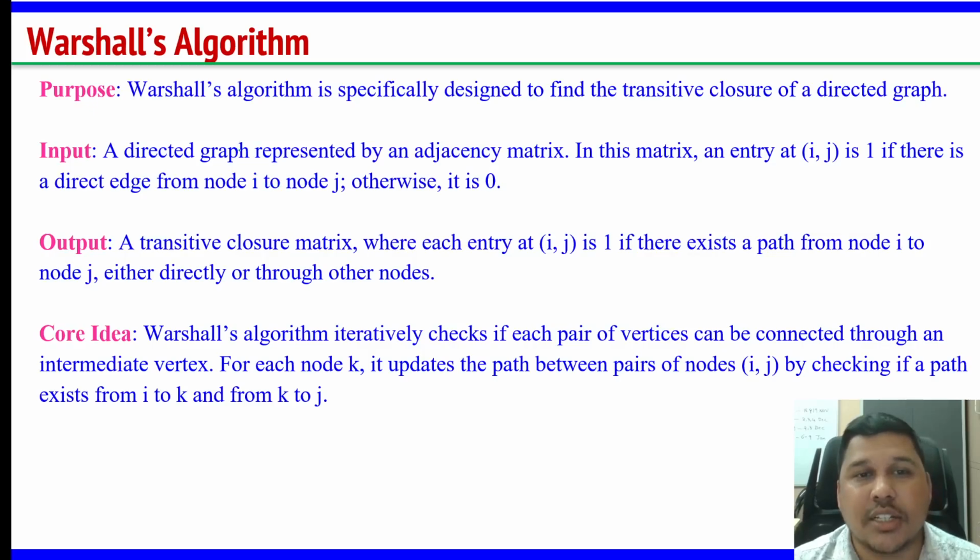Okay, what is Warshall's algorithm? Warshall's algorithm is specifically designed to find the transitive closure of a directed graph. This is used to find out the transitive closure of a directed graph. What is this transitive closure?